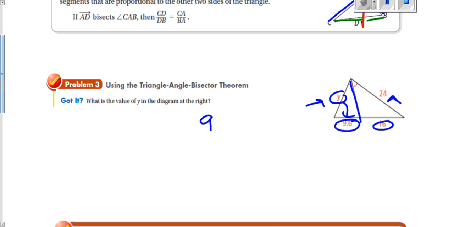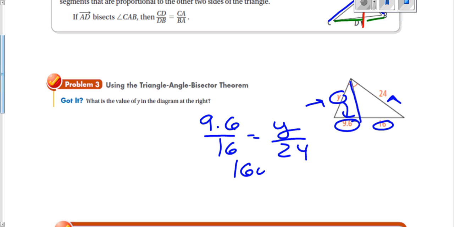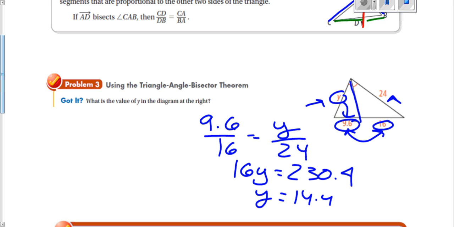Okay, so 9.6 over 16 equals y over 24. 16y equals 230.4. I divide and I get 14.4. Guys, after you get an answer, think about it and think, does it make sense? Okay. I know that the bottom part, these 2 numbers are smaller than the outsides because that's bigger than that. So if I get a number that's smaller than 9.6, clearly I did something wrong.